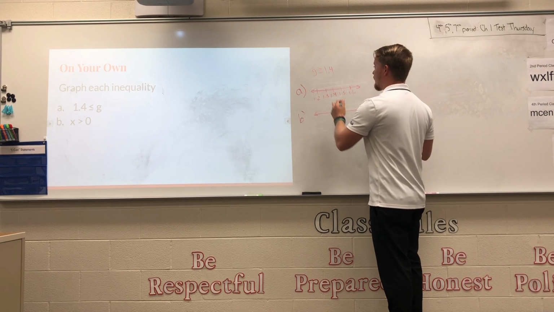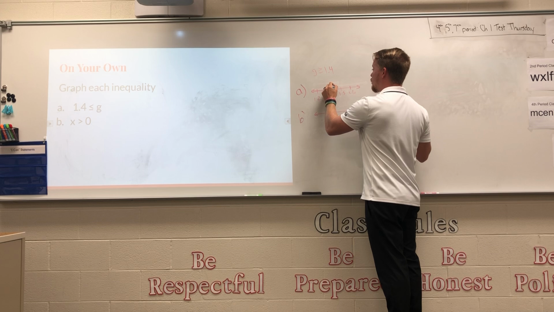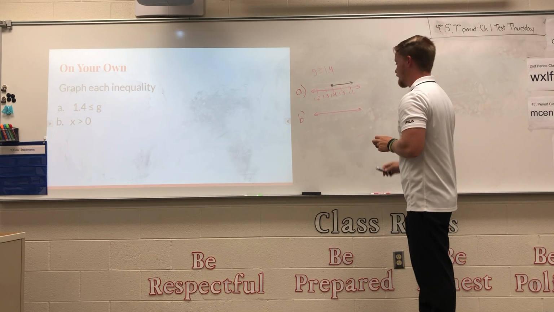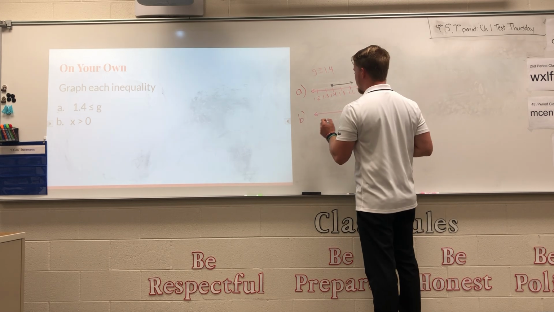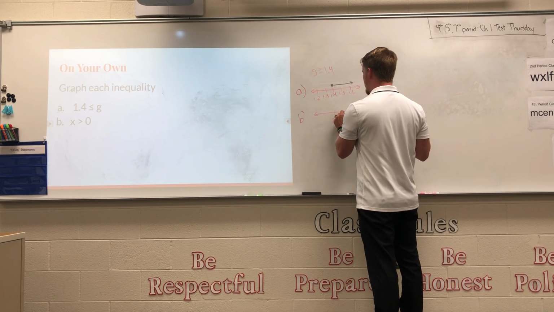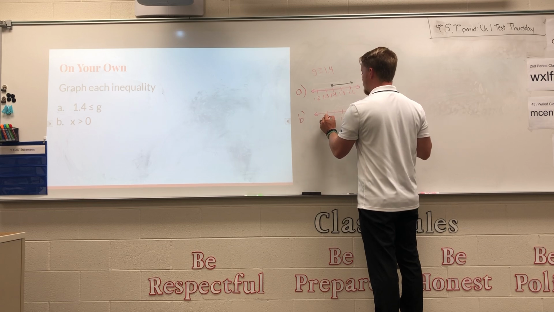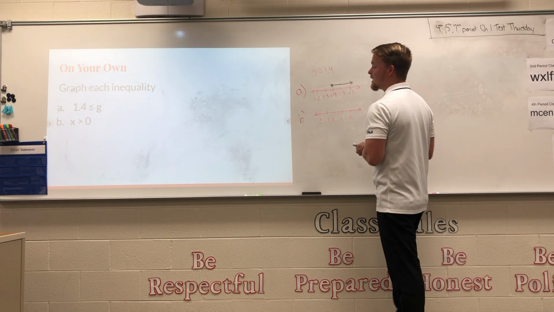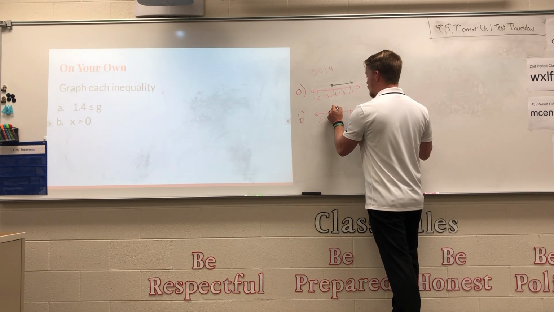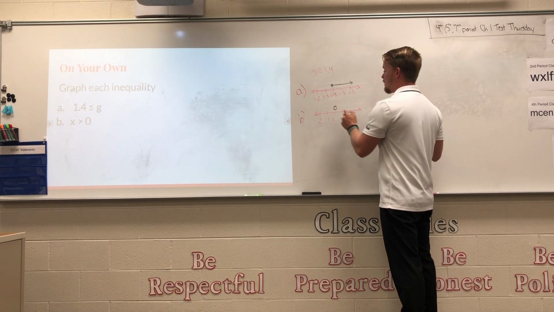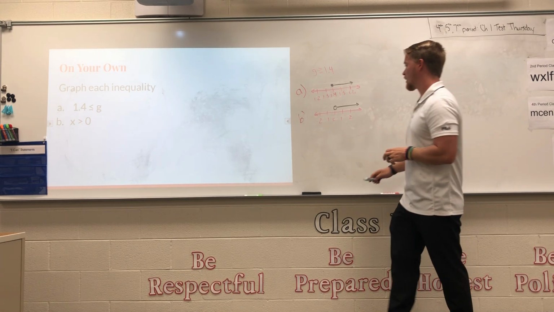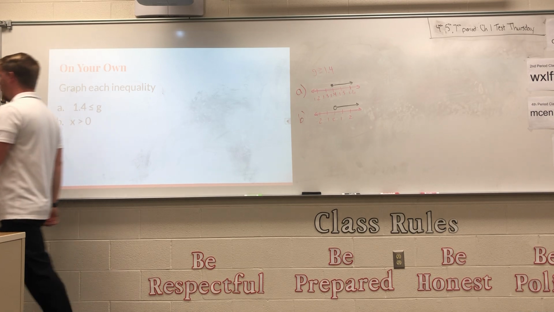So if you did this, you should have gotten a closed circle on 1.4, because it's or equal to, going to the right because it's greater than. Okay, so that's what your graph would look like for that one. For the second one, we have x is greater than 0, so I'm going to put 0 in the middle, 1, 2 on the right, -1, -2 on the left. We have greater than, so it's not or equal to, so that means it's an open circle on 0. Greater than is going to the right. So that is what your graph should look like for that one.